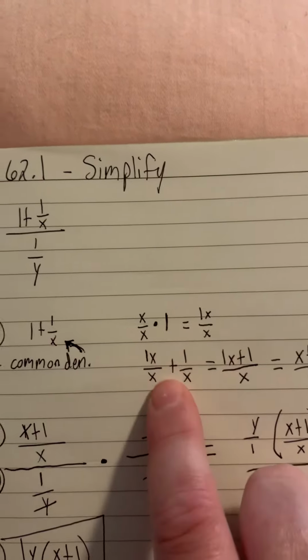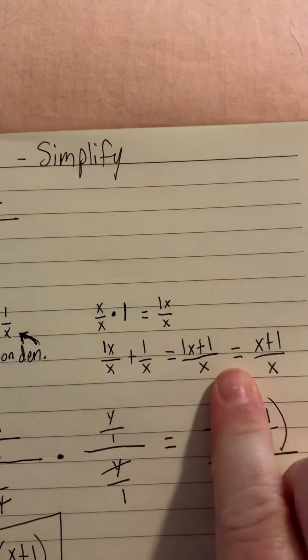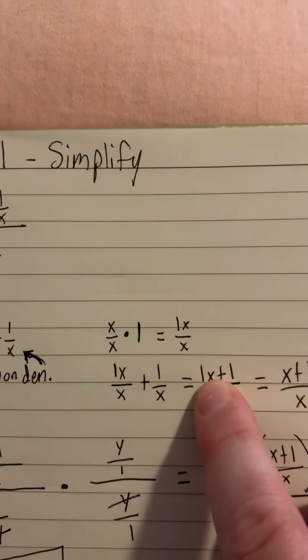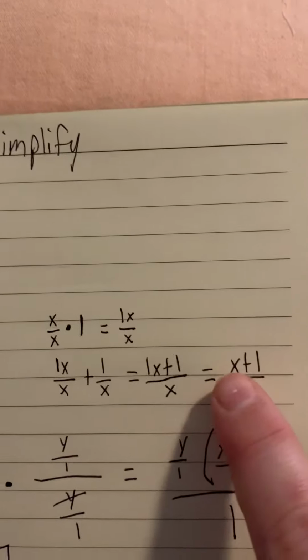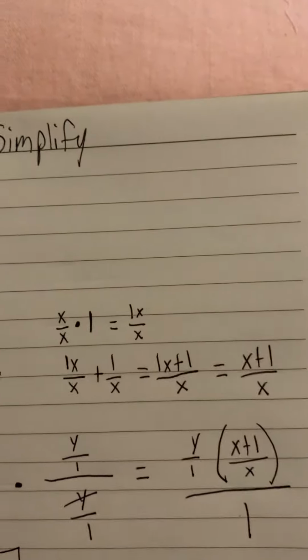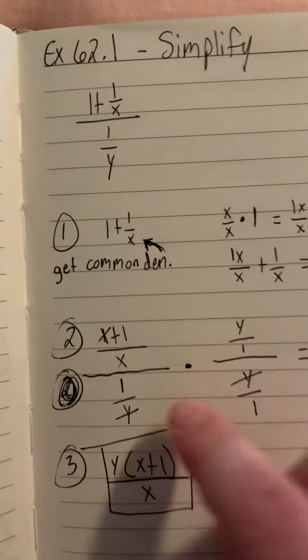So 1x over x plus 1 over x is 1x plus 1 over x, and then this 1 here by the x is just a ghost 1, so you can just drop it and get x plus 1 over x. Now I'm going to bring that back and replace it into my equation for step 2.